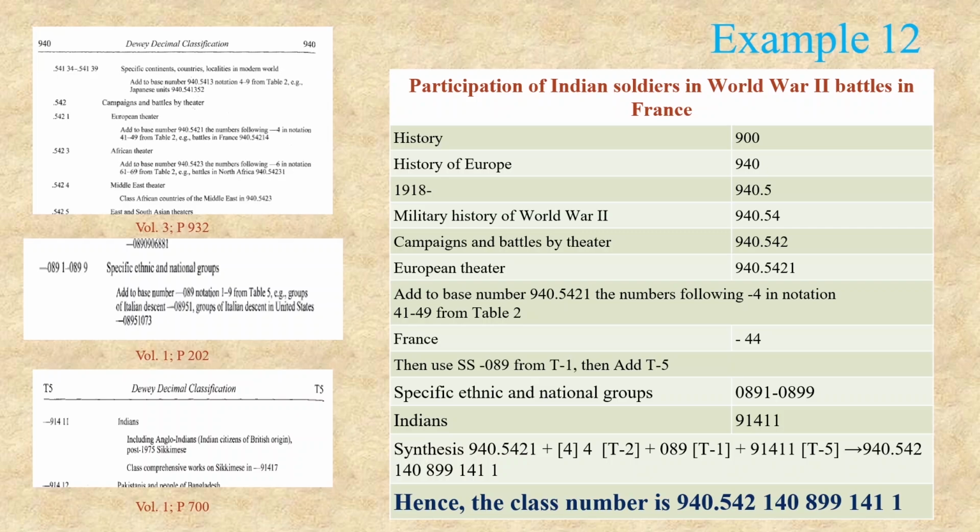So synthesis is 940.5421 plus 44. Here 4 is inside the bracket, that means you have to follow this number. 44 has come from table 2. Then 089, that is from table 1, standard subdivision. Then the number for Indians has come from table 5. So the final class number will be 940.542144089141 1. So dear learners, you have seen how to classify this title. So you will not fear when you prepare the class number as per the document.